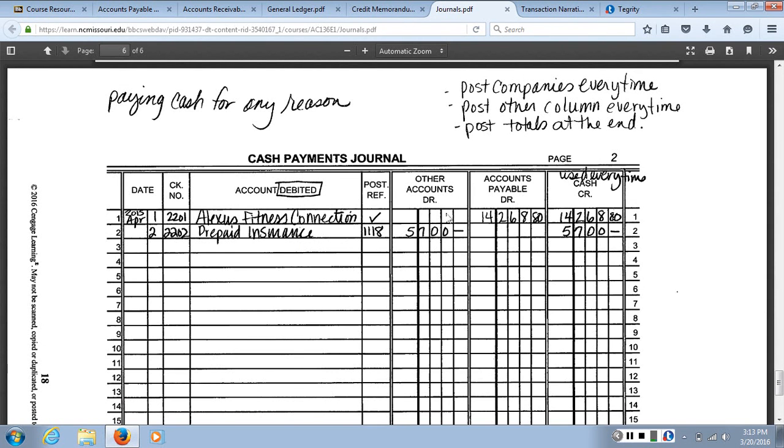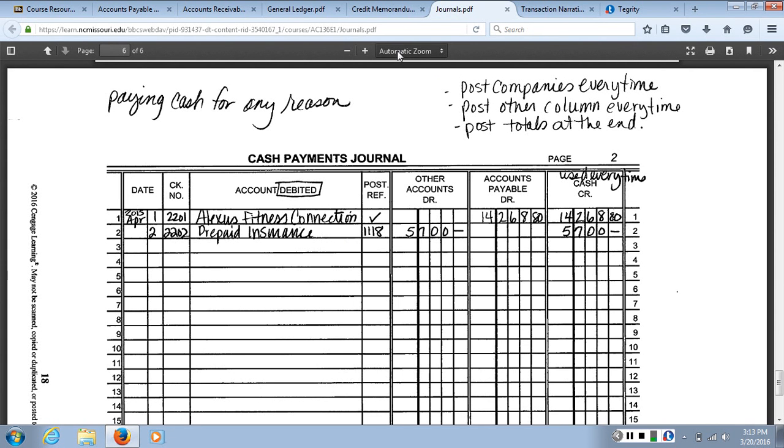If it's on account, if you're going to write a company name, you'll have to use accounts payable. And if you do prepaid insurance, you'll have to use the other account column. I did write up here that you're going to post to companies every time. You're going to post anytime you put something in the other accounts column, and then at the end you will post your totals to accounts payable and to cash.